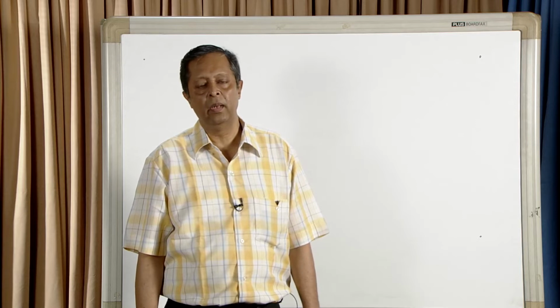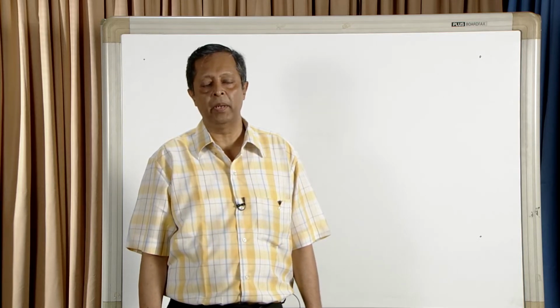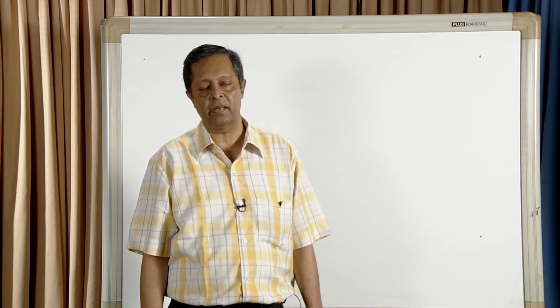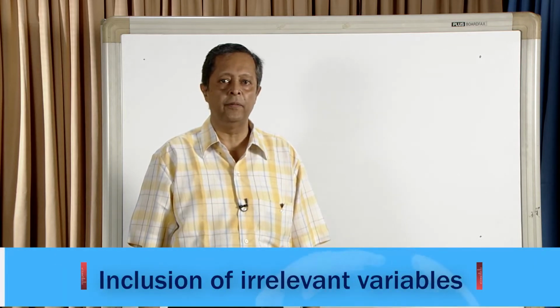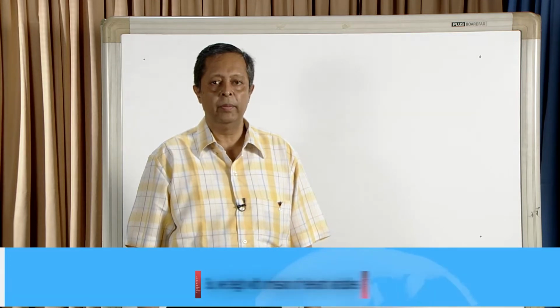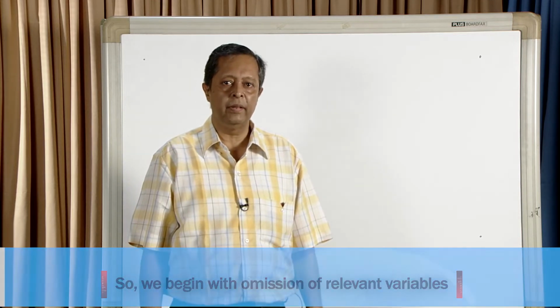In this module, we will take a look at two particular types of specification errors, namely omission of relevant variables and inclusion of irrelevant variables. So, we begin with omission of relevant variables.